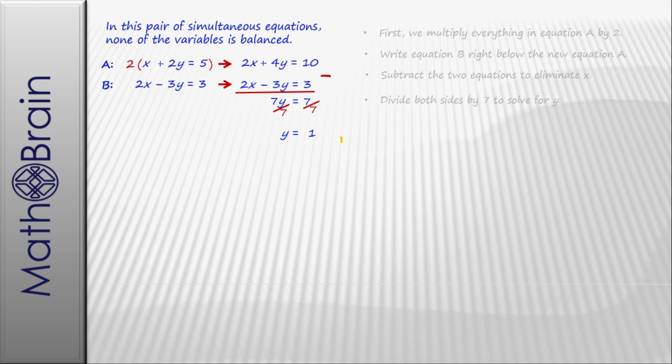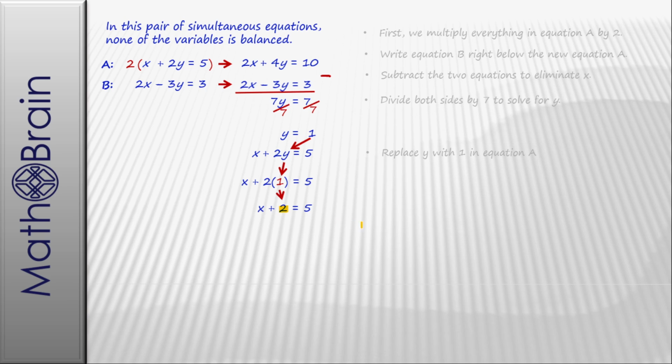Let's now use the value of y to solve for x. Take equation A, in its original form. Here it is. Now we place 1 in the place of y. First we do 2 times 1, which gives 2. This means, x plus 2 equals 5.